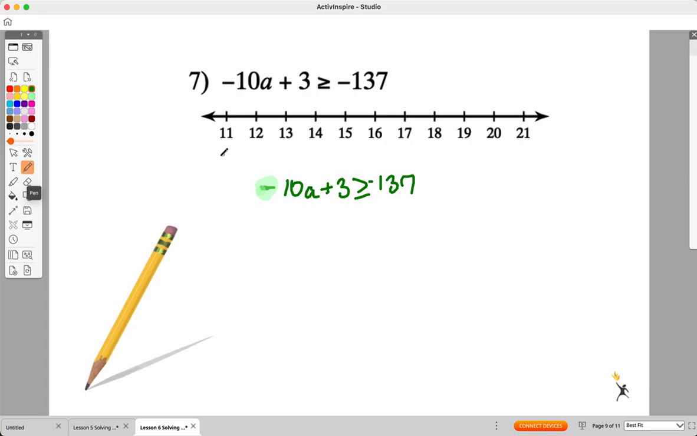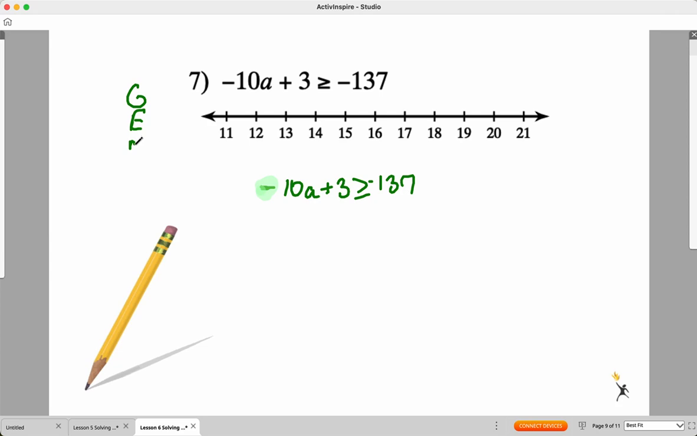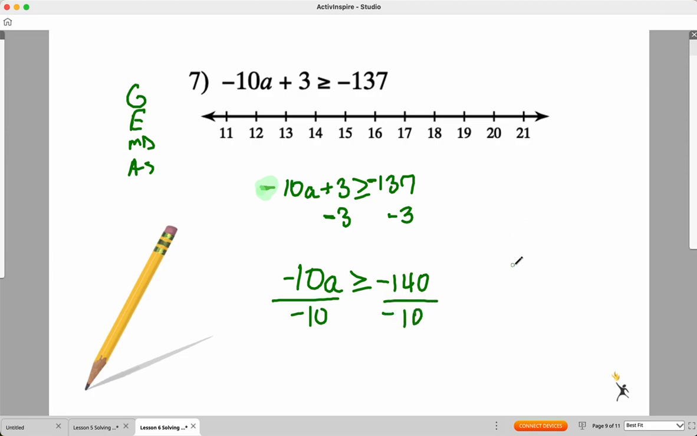So the first thing we do, we still work our GEMDAS in reverse. Okay, so we're going to start by adding a -3 to both sides. So now I've got a -37 and a -3. So I've got -10a and -140 because I have same signs add. Now you're right to say we divide by -10. But here's where everything changes. Okay, so now I've got a left on this side. You're 100% correct. And if I divide -140 by -10, I get +14.